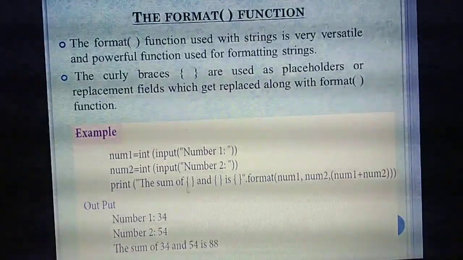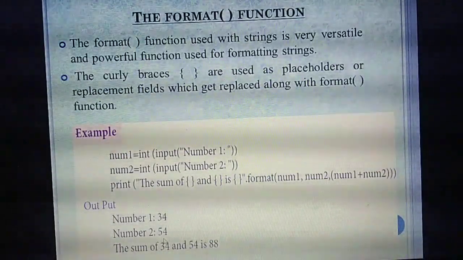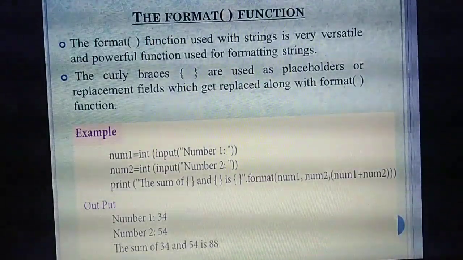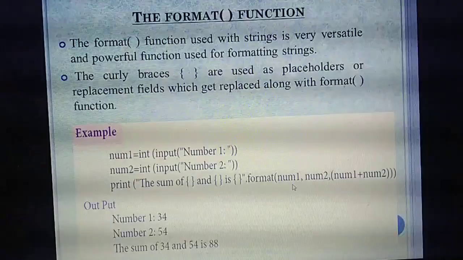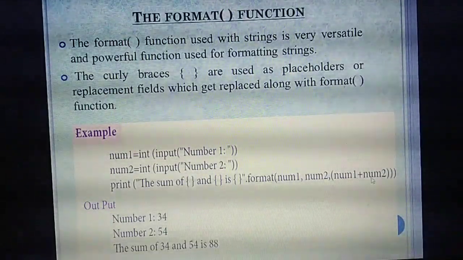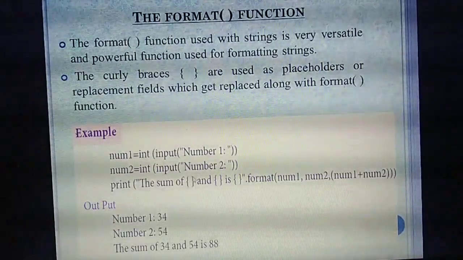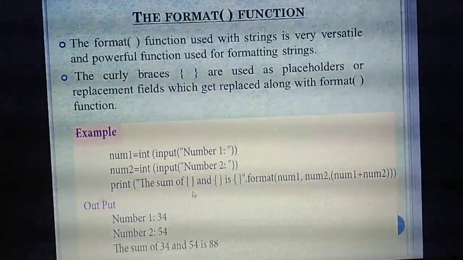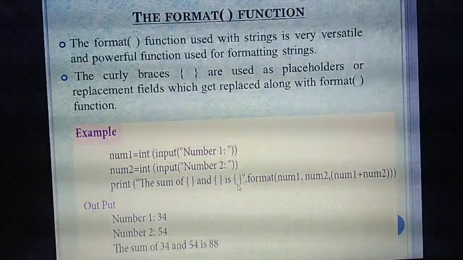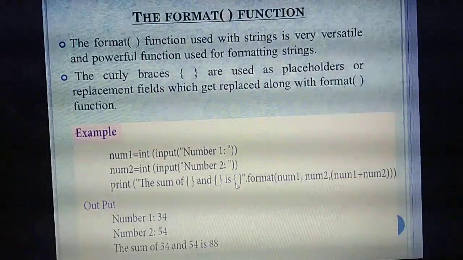So what output will you get? Number 1, so you need to enter the first number. Then number 2, so you need to enter the second number. 2 numbers you are entering. So immediately when you enter the numbers, the format function works. So here number 1 is 34, number 2 is 54. It will add 34 plus 54, the answer is 88. That result is stored here. So the sum of first number 34 and second number 54, the result is stored in the curly braces. Understand? So this is a very, very important question.